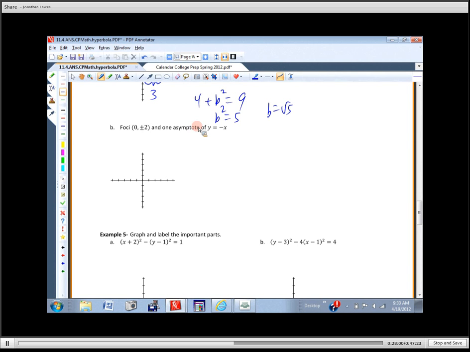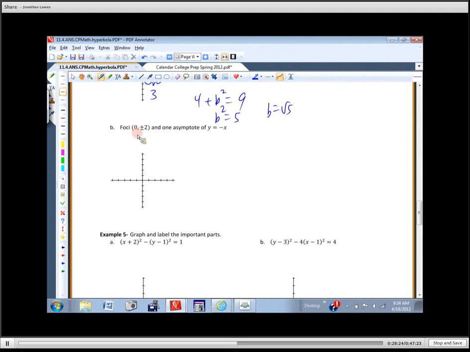Anybody got it figured out? One hand. 1.5. Josh, what do you think the equation is? X squared minus y squared over 3 equals 1. Let's check and see. A couple things you'd notice.